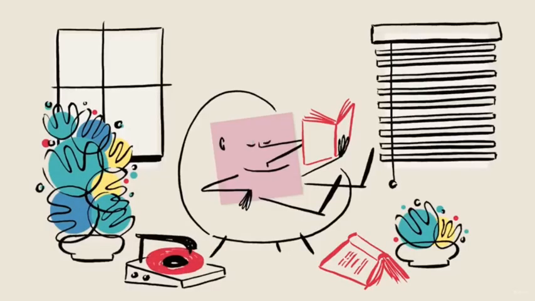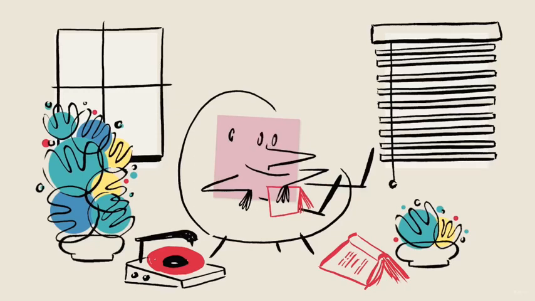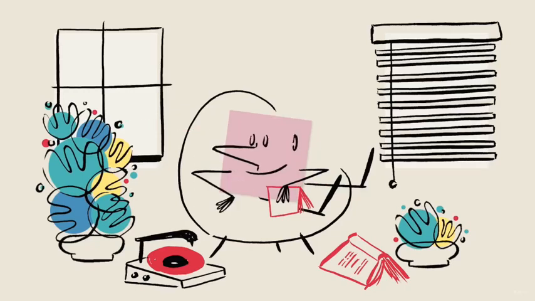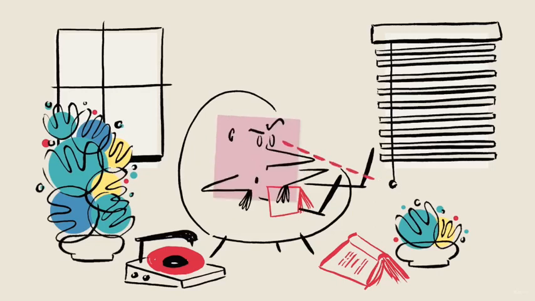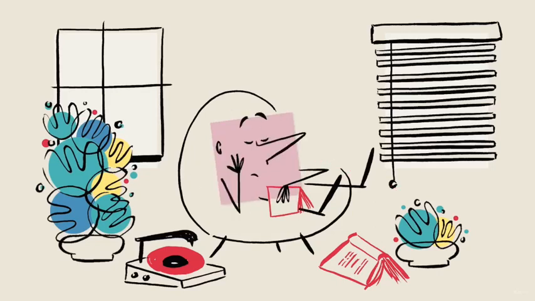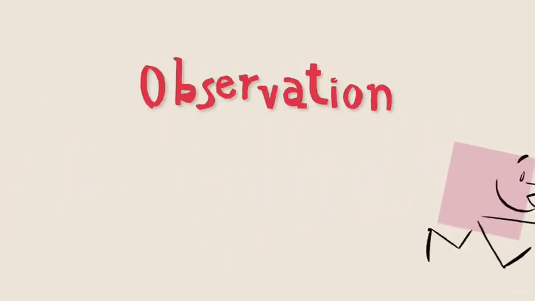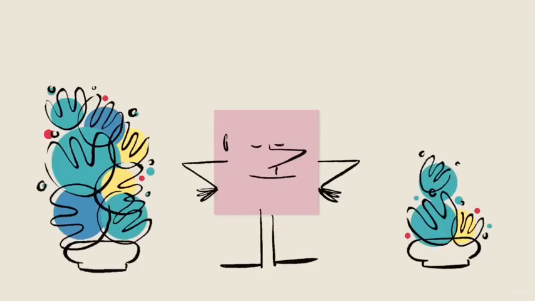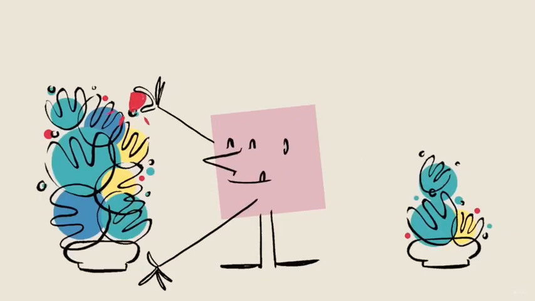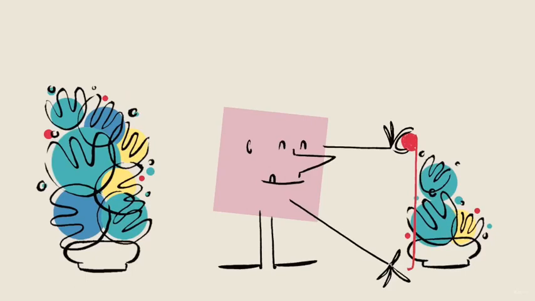So there's this guy sitting and he's chilling to some music and reading a book. And he's got some plants. And he sees that this plant is tall and this other plant is not as tall. And he's wondering, what's up with this? That's his observation. So he's measuring, observing, making notes.